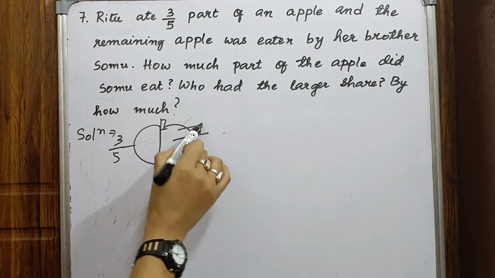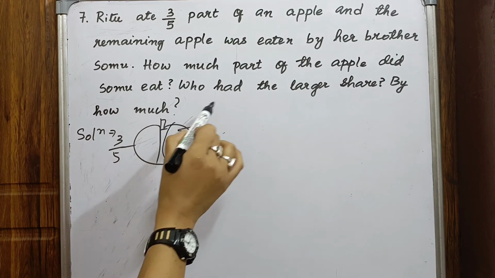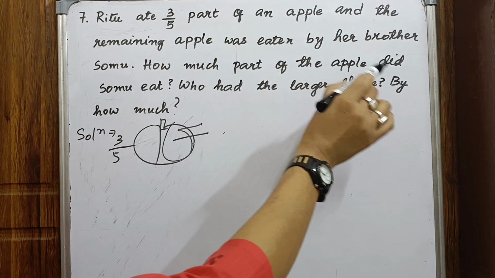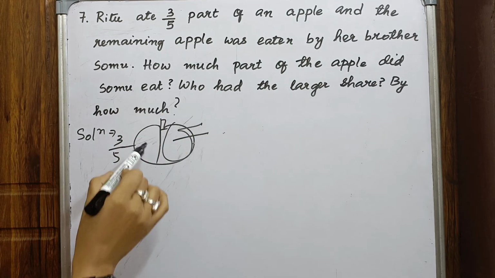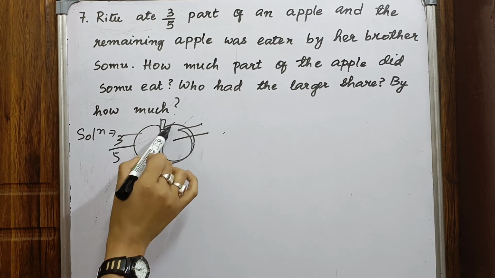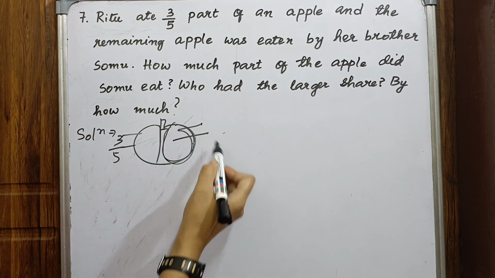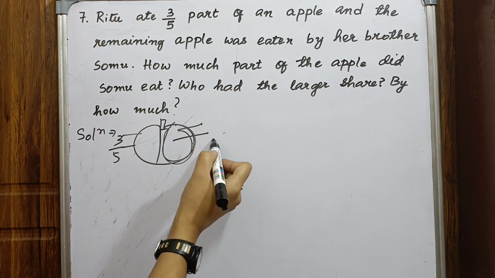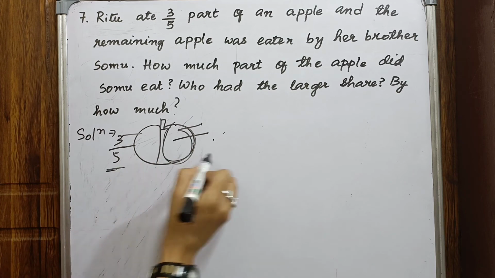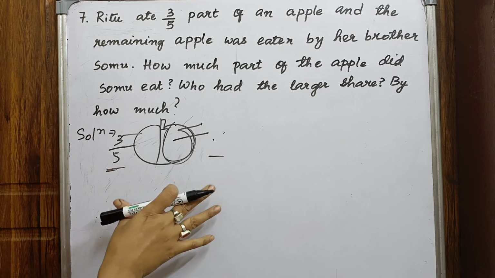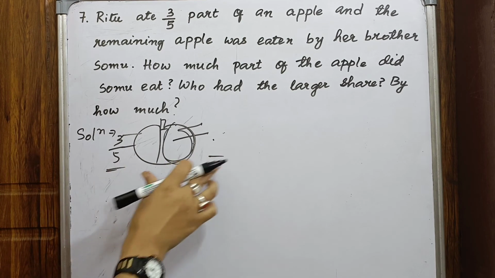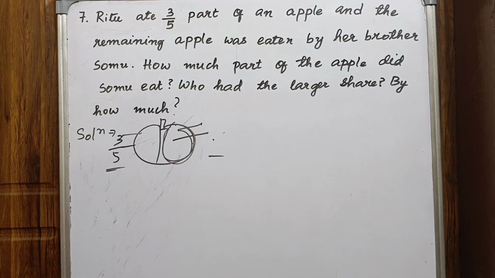So we will see what is the fraction of this remaining part and how much part of the apple Somu ate. Who had the larger share? Now we'll find out the fraction of this part of the apple and we will see which fraction is greater, this or this, and by how much. If any one of them is greater, then we'll see how much is the greater part.